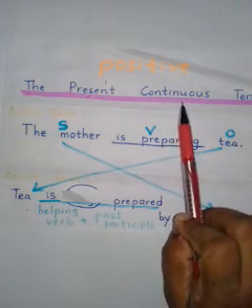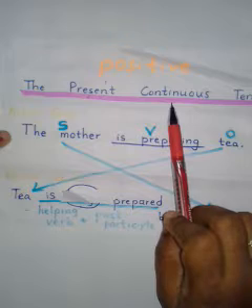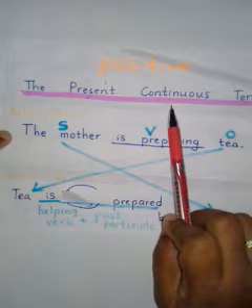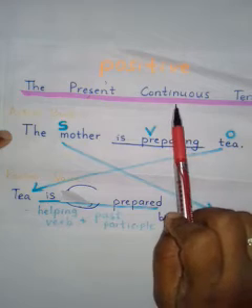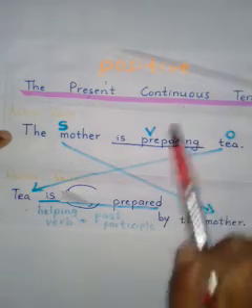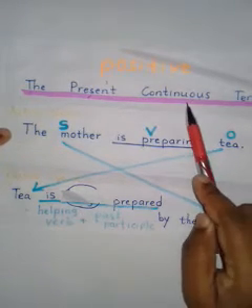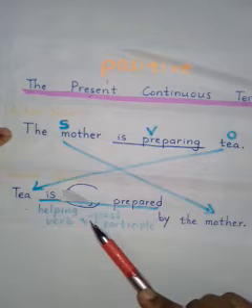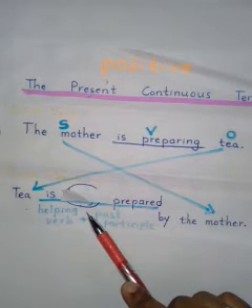Because this is continuous, the continuous aspect is there. So to show that aspect, we must put another helping verb. මේ continuous කියන aspect එක ස්වරූපය පෙන්වන්න අපි තවත් helping verb එකක් add කරන්න වෙනවා.